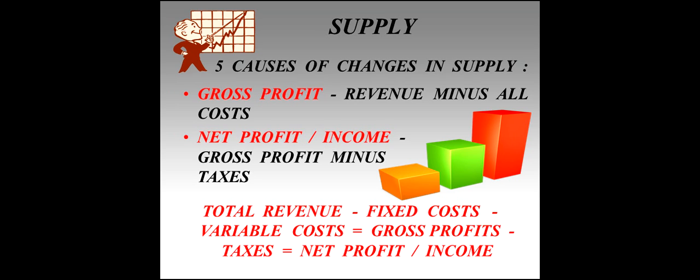So these new terms give us a new way to look at a profit model similar to the one that we looked at in Chapter 2. Here it is at the bottom of the screen. It says total revenue minus fixed costs minus variable costs will give you your gross profit. And if you take taxes from your gross profit, it leaves you with your net profit or income.